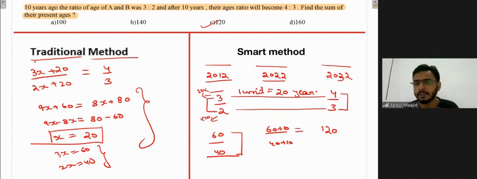So the much more convenient method is to go for the smart method, that is just observe and focus on the basic concept of ratio and proportion. That is, if you are adding something common or subtracting something common, the ratio will change, but the difference will not change. I hope you understood.